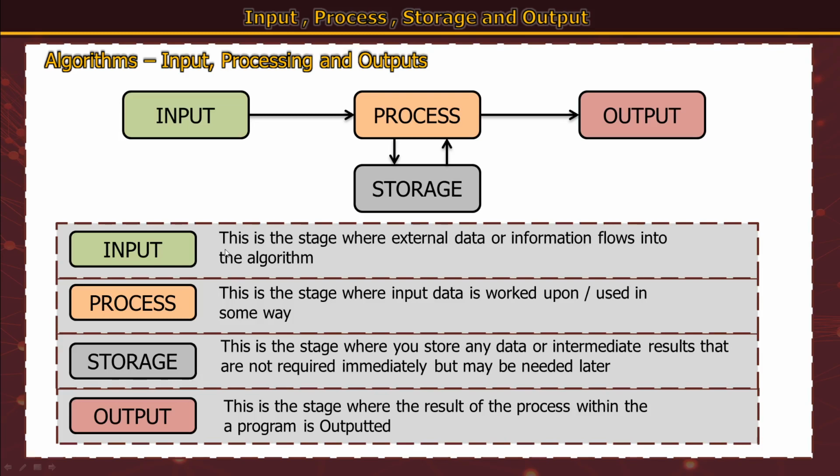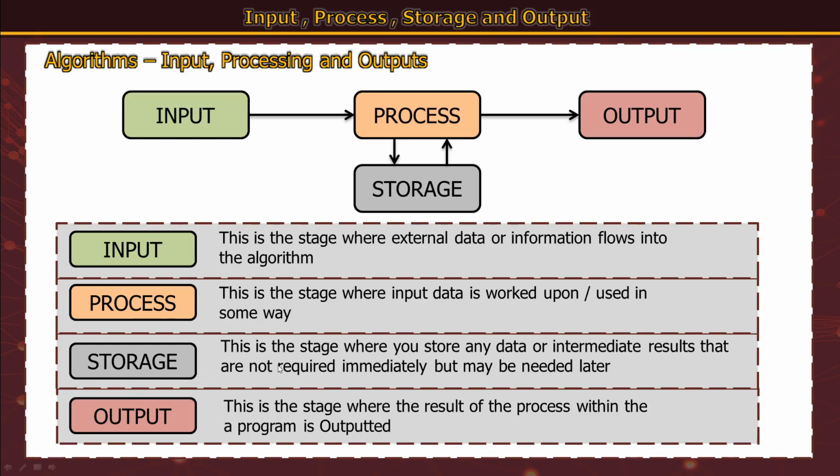An input is basically the stage where you take external data or information and pass it into the system, or into the algorithm. It doesn't always have to be external information. Process is basically how you take that information and how you use it. Is it used in some form of calculation or some form of decision?